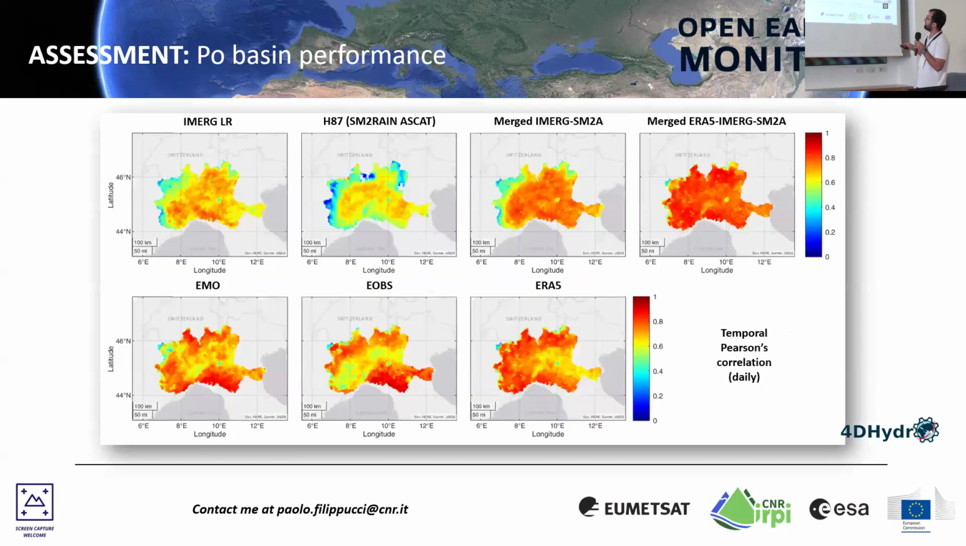So let's see why. This is an example here of the performance that we obtained for the Po River Basin. We can see that IMERG and SM2RAIN by themselves have good correlation, but not so good.